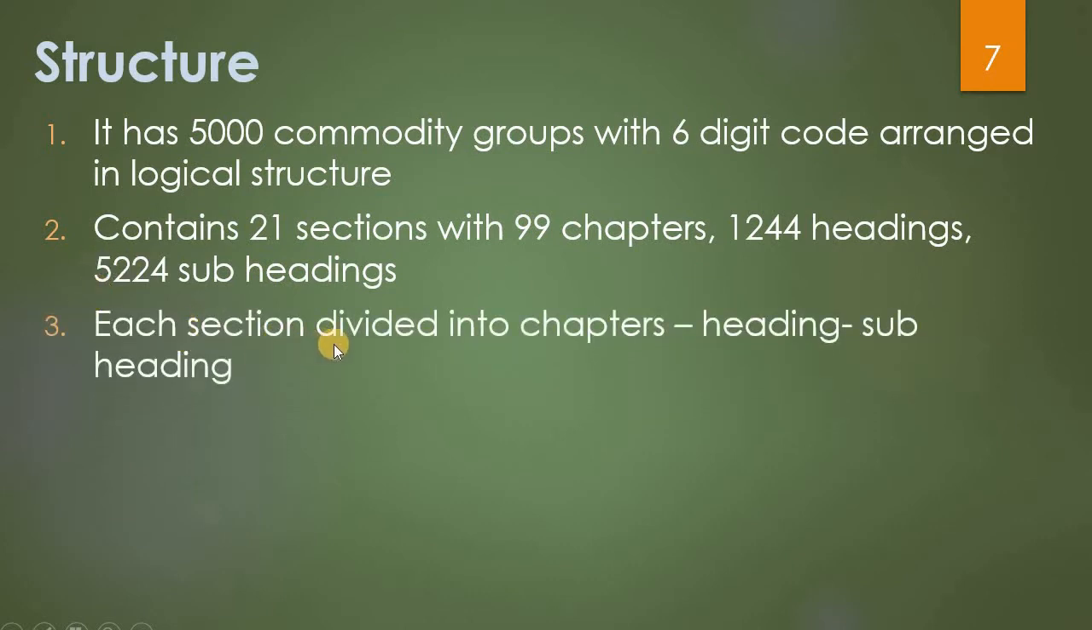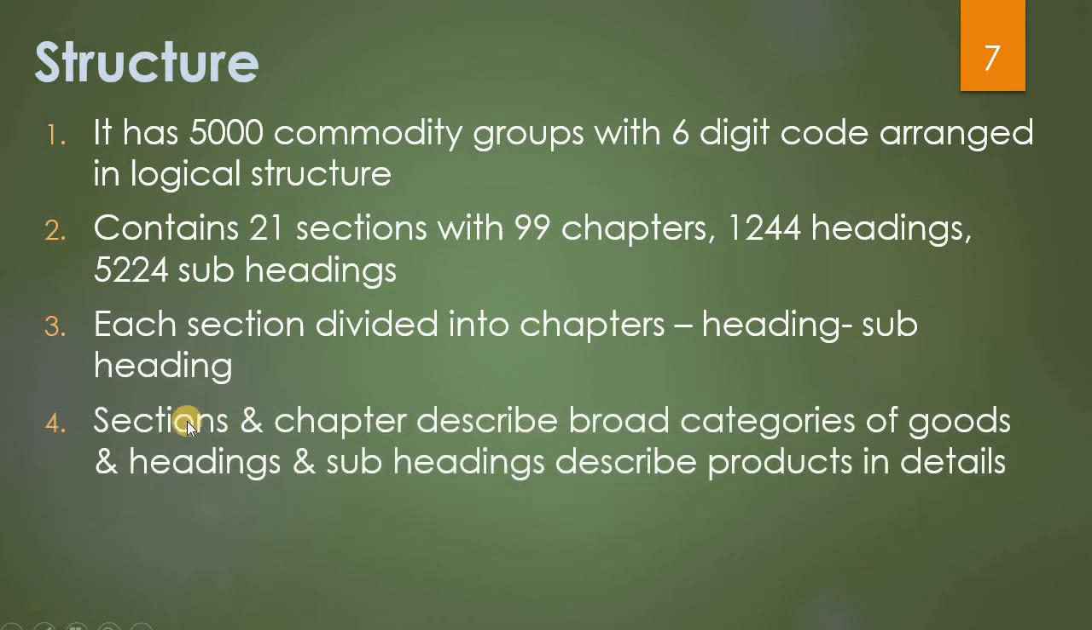Each section represents a broad category of products, which is then divided into chapters. Then chapters are further divided into various headings. Then again, headings are divided into various subheadings, which indicate the product code. So sections and chapters, as I told you, describe broad categories of the goods. They are the general categories of the goods, and within that, headings and subheadings describe the products in detail.